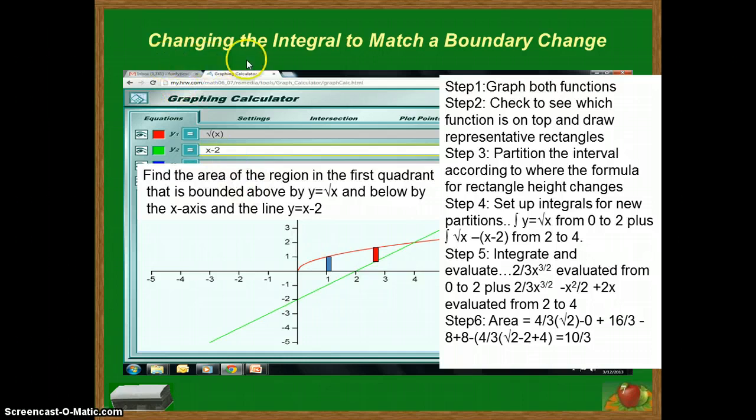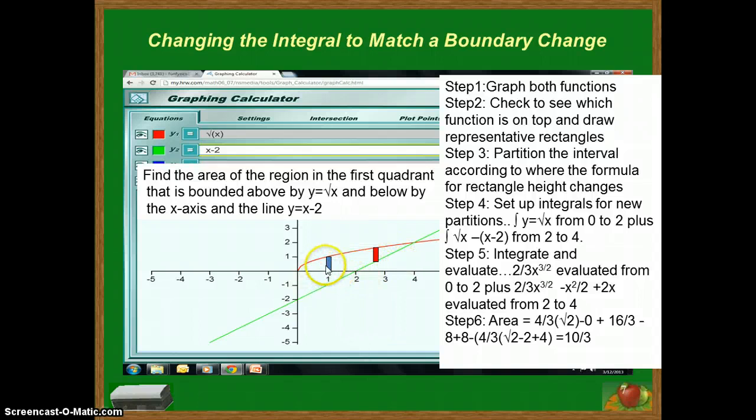Sometimes you have to change your integral throughout the interval that you're doing to match a boundary change. Let's look at this problem. Find the area of the region in the first quadrant that is bounded above by y equals the square root of x. This red curve is y equals the square root of x, and below by the x-axis right here, and the line, this green line, is y equals x minus 2.